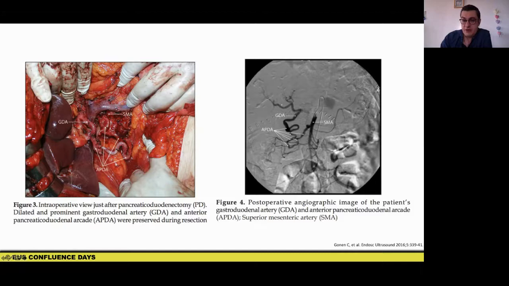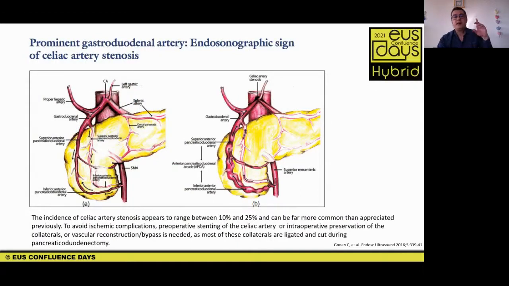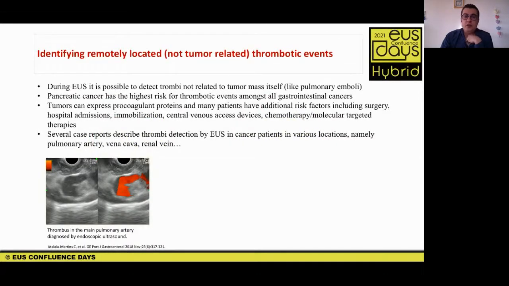And this is the angiographic appearance: no flow from the celiac, all flow coming from the SMA retrogradely, causing a very thick gastroduodenal artery. So we have to think about celiac artery stenosis because they are old patients, and the prominent gastroduodenal artery is a clue. And the last thing is, remember to identify non-tumor-related emboli or thrombi, like pulmonary emboli or other emboli in vascular structures, because as we know, pancreatic cancer has a potential for thrombotic events.